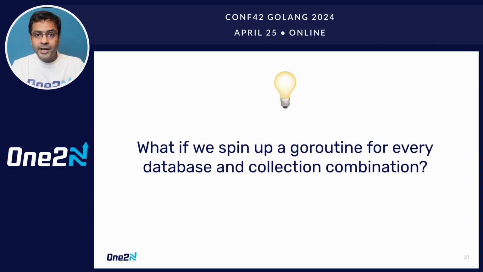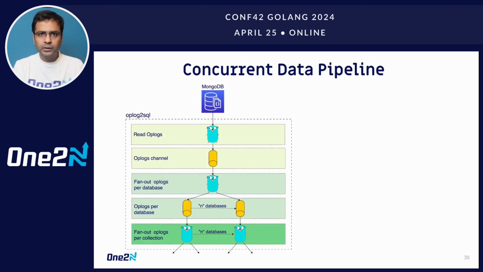If we take this idea even further and we say, well, why don't we create Go routines for each database and collection combination also? Right now, we were only creating Go routines per database, but each database has m or some collections, right? So what if we create Go routines per database collection combination? That will be a truly concurrent and massively parallelized solution, right? So this is what we end up with.